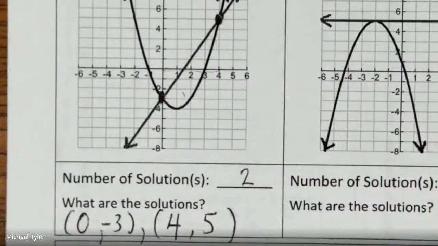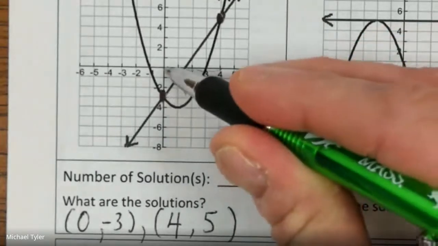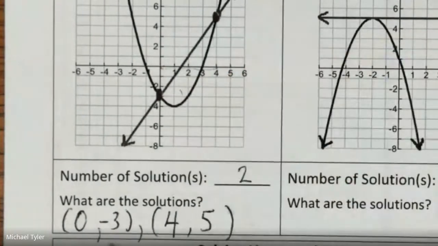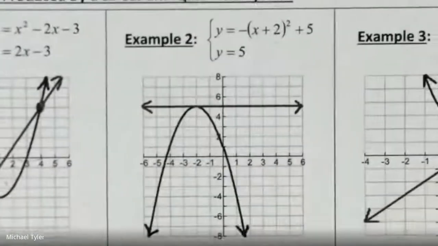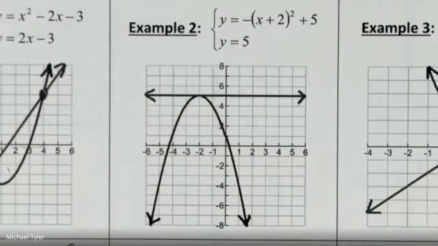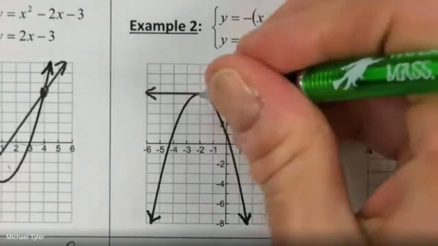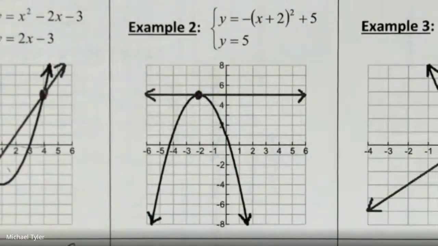So in this particular problem, there are two solutions. And again, I got 0, -3 because for the x value, I didn't go left or right, and then I have to go down 3 to get the y. Now for the next problem, how many solutions do we have? Well, look right here. This is the only point where they cross. So we only have one.